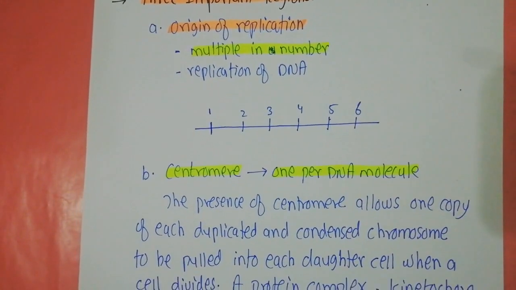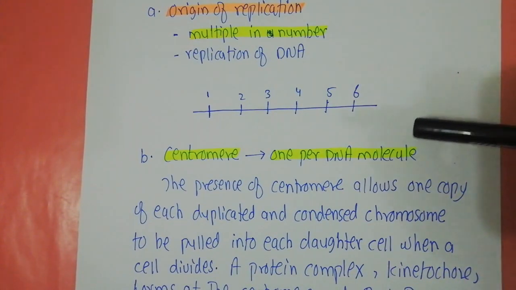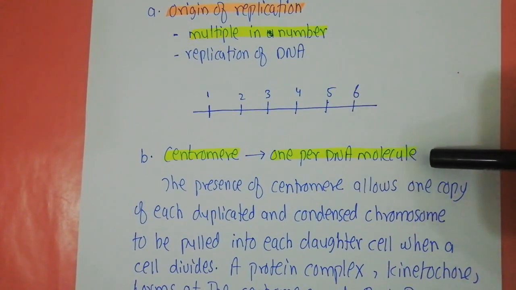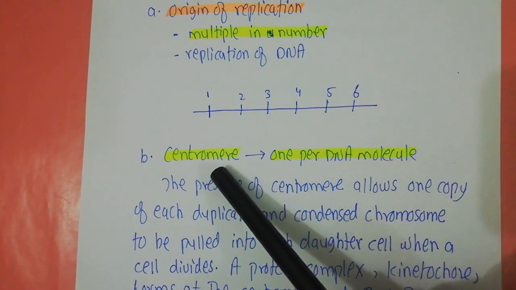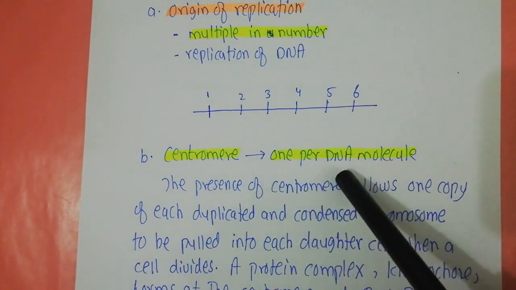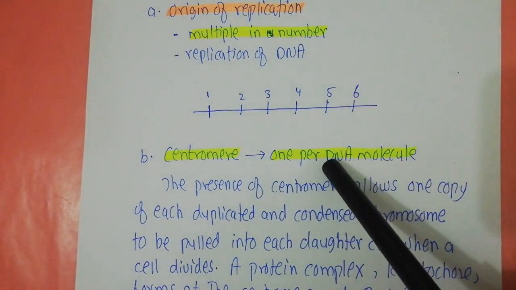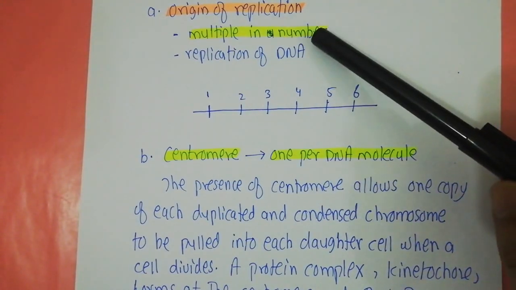Once you have replicated the DNA utilizing the origin of replication, the other important thing is that you should equally divide the replicated DNA into the daughter cells. So another important region that should be present in the DNA is the centromere. There is a single centromere in one DNA molecule, in contrast to the origins of replication, which are present in multiple number.